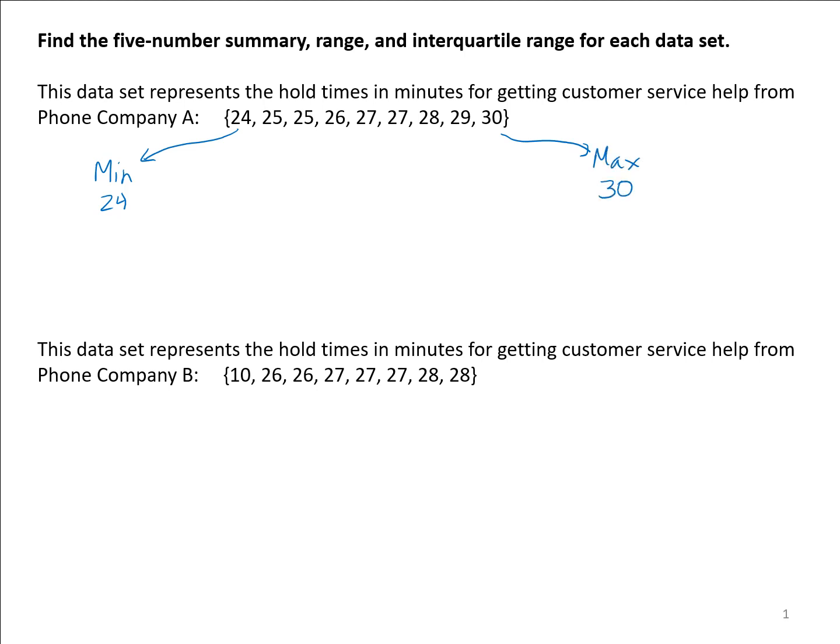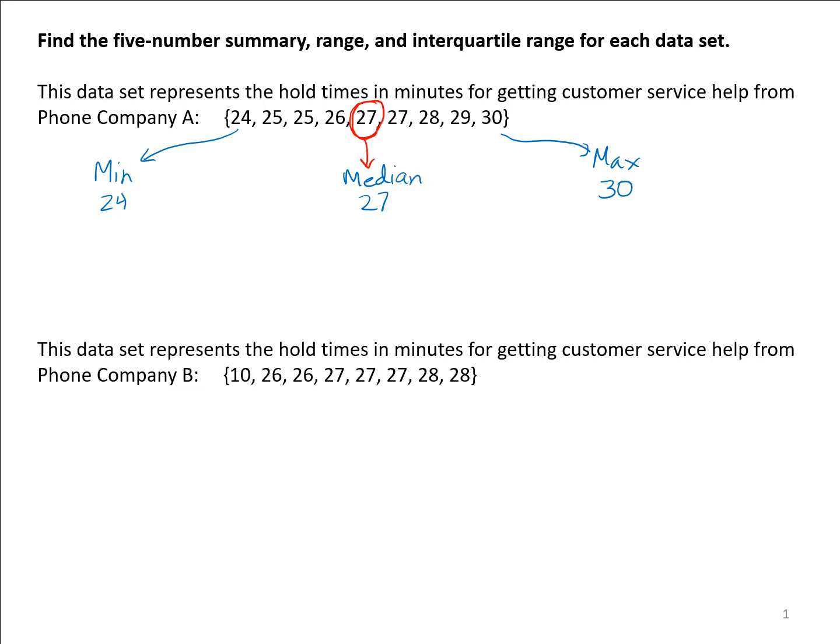Then what we're going to do is look at the very middle of the data. Now this first data set for phone company A has 9 data points in it. So the median would be the single data point that is right in the middle. So 27 would be the median. Remember, to find the five-number summary and split this data into quarters, we first halve it, and then we look at the separate halves. So this is our first step, with the median. And so now we've got the min, the max, and the median.